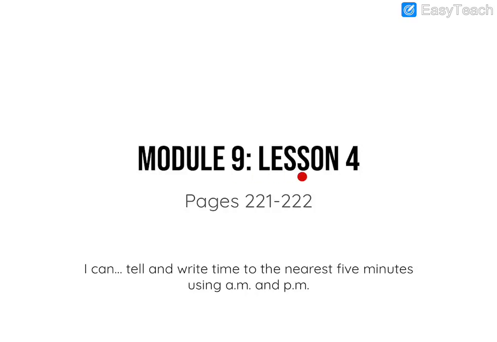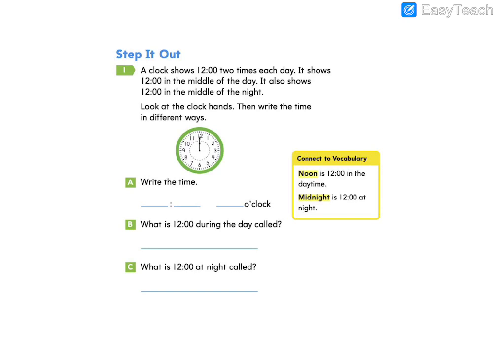Welcome to Module 9, Lesson 4. In this lesson, we're going to tell and write time to the nearest 5 minutes, this time using AM and PM. That tells us what time of day the hour is. Let's look at our first problem.